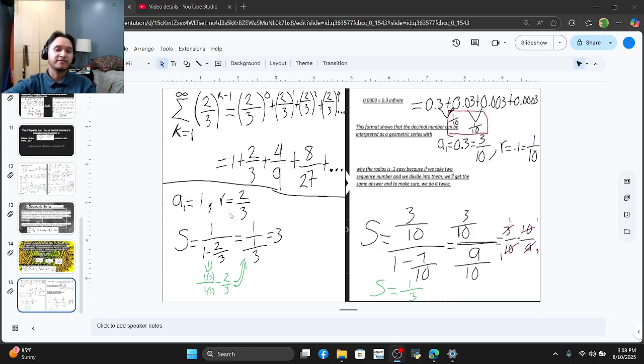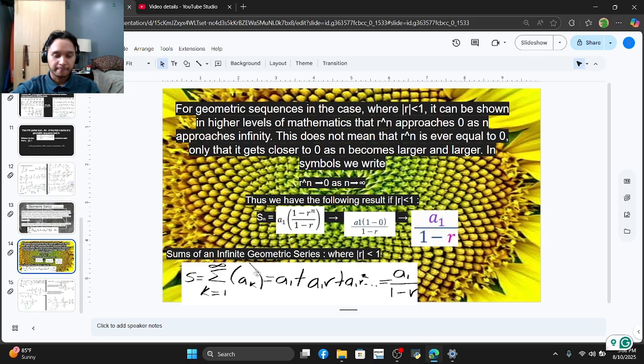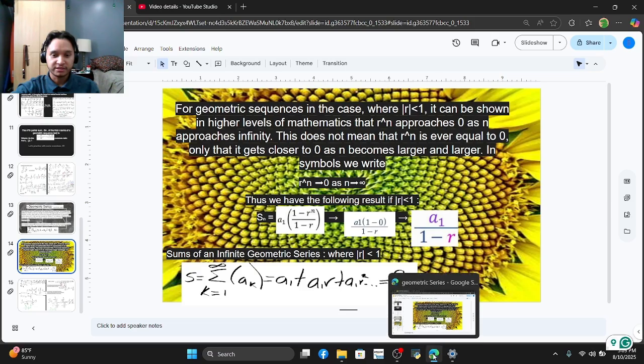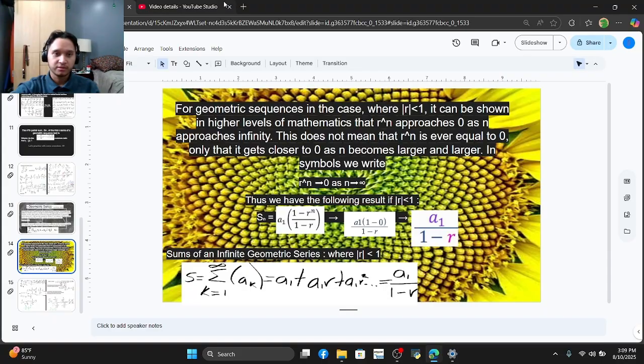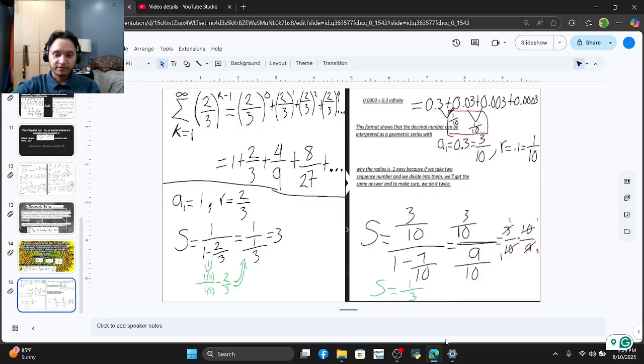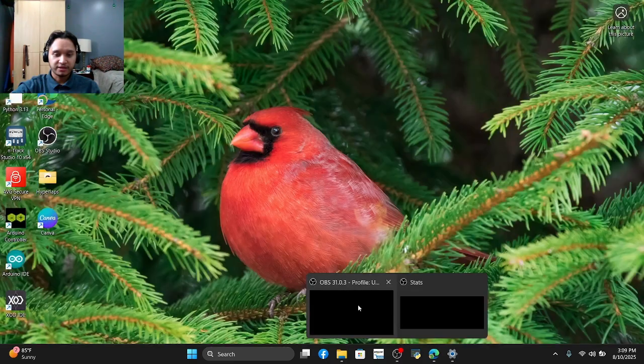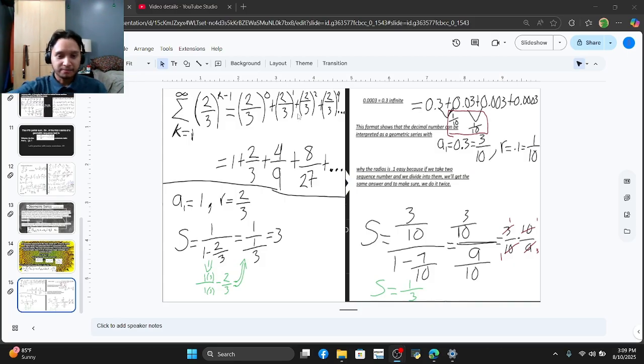Now, how do we know we have the radius? Remember that we have to memorize the formula. The formula says that we only need the first term on top and we have to divide this by 1 minus the radius. How do we get the radius? We get the radius by dividing two numbers.